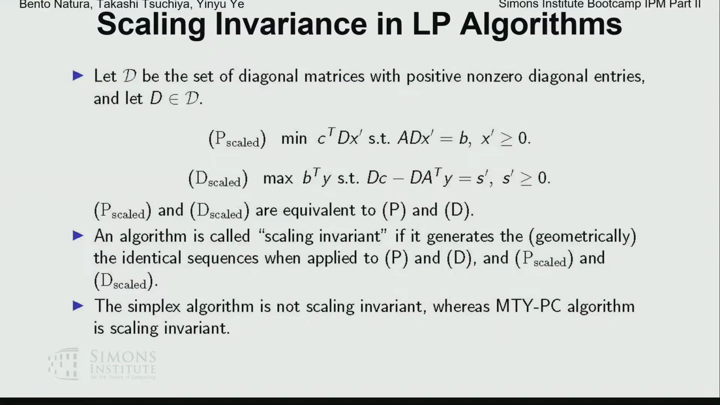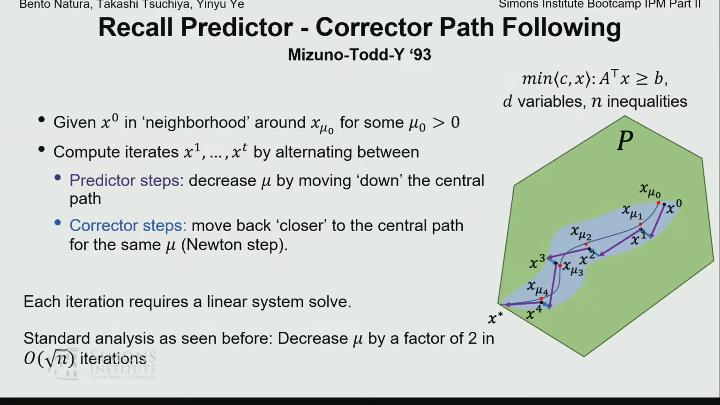But other algorithms, for example the predictor-corrector algorithms, are scaling invariant. This is due to the Newton method. Recall the predictor I already talked about half an hour ago, so I'm not going to do this. The standard analysis says we decrease mu by a factor of 2 in square root n iterations, basically.